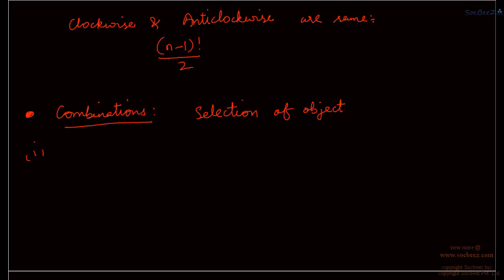Now, the first is again without repetition. In without repetition, this is the result nCr. So for combination we write C, whereas for permutation we write P. And this is equal to n factorial by n minus r factorial times r factorial. So it's actually pretty simple from this.